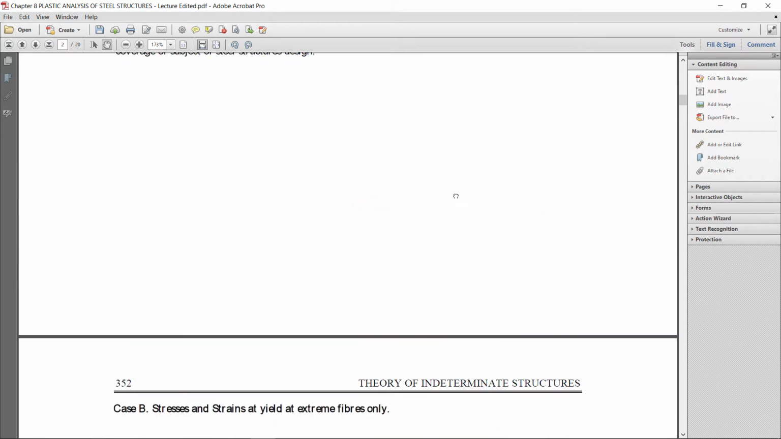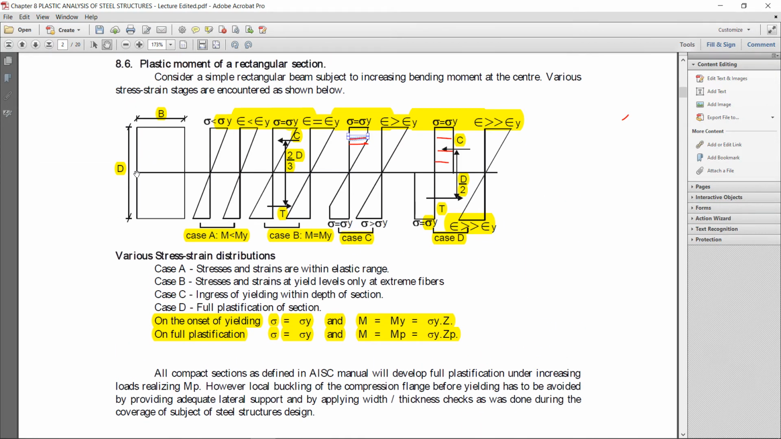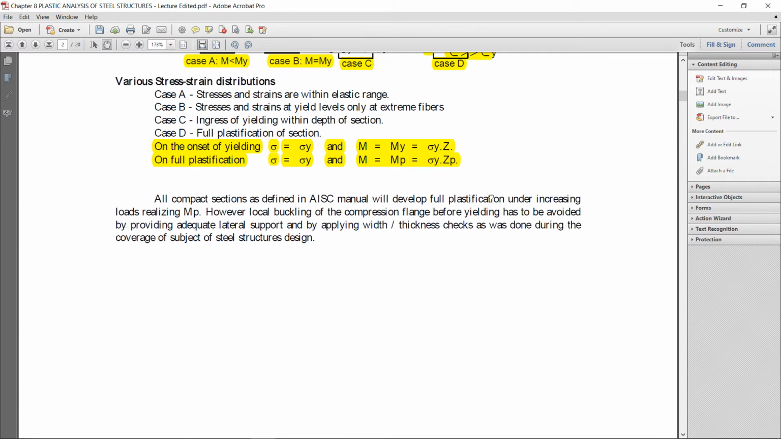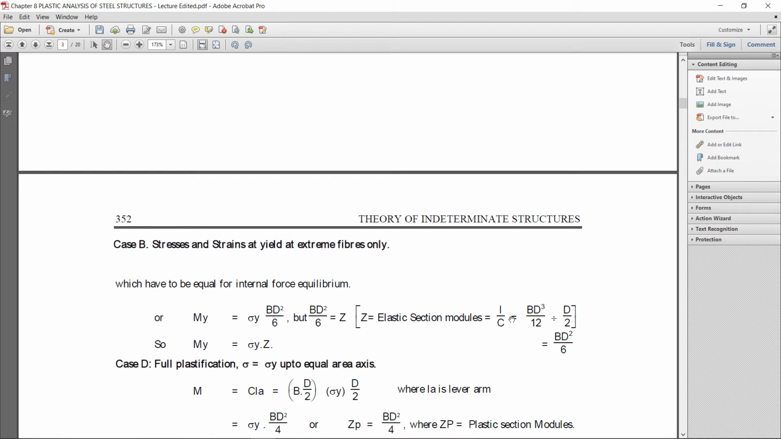The extreme fiber depth is d by 2 from the center to the top. So y is d by 2. I over c, b d cube over 12 divided by d by 2, the answer is b d square over 6. The 2 will cancel out and it becomes 6. So in the formula just put it there: sigma y into Z, and instead of Z the value is written b d square over 6. That is for case B.